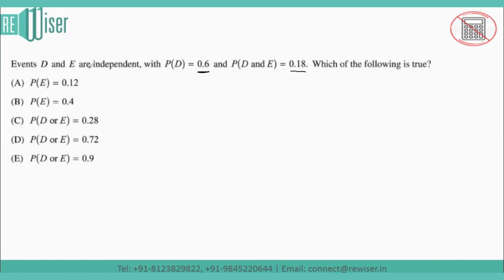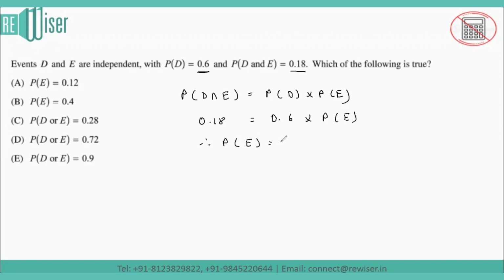Now since they have said that D and E are independent events, that means the probability of D intersection E should be the product of the two individual probabilities, which is P(D) times P(E). So the value of the intersection they have given is 0.18 and the probability of D is 0.6. So the probability of E that we got is 0.3.